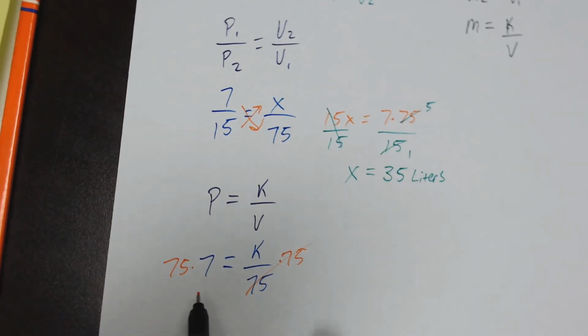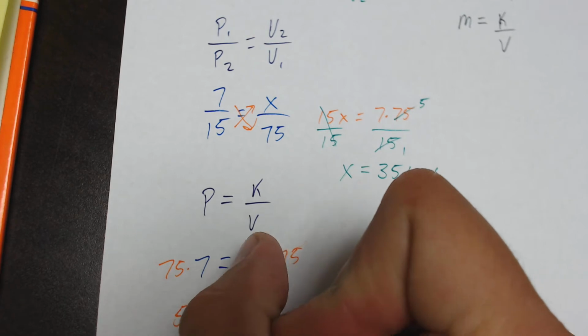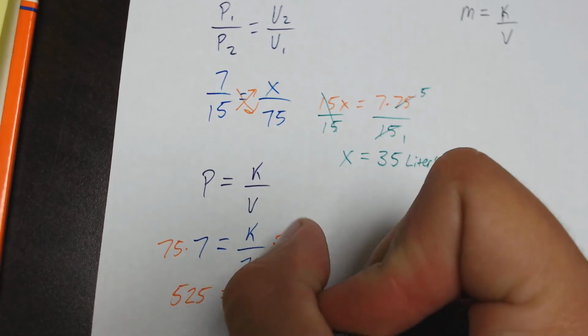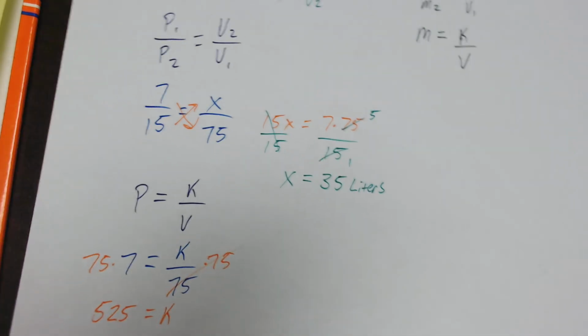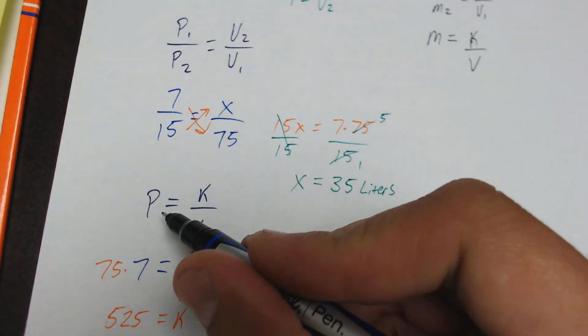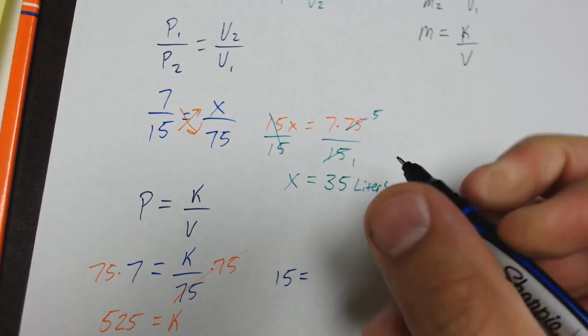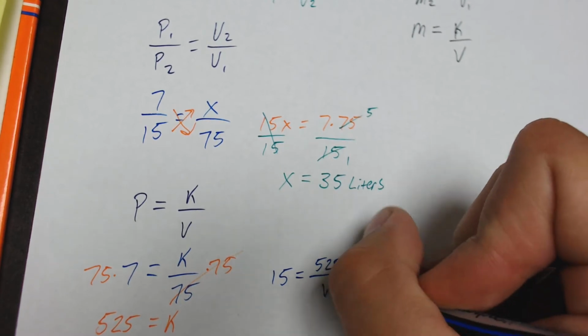Let's see here, for 75 times 7, I know that 7 times 7 is 49, so 70 times 7 will be 490, and then 7 times 5 is 35, so 490 plus 35 is 525. So 525 is equal to the constant, or K. Now all I have to do is plug in pressure 2, which is 15. So I go back to this equation. Pressure 2 is 15. The constant I know is 525. And then the second volume I do not know.